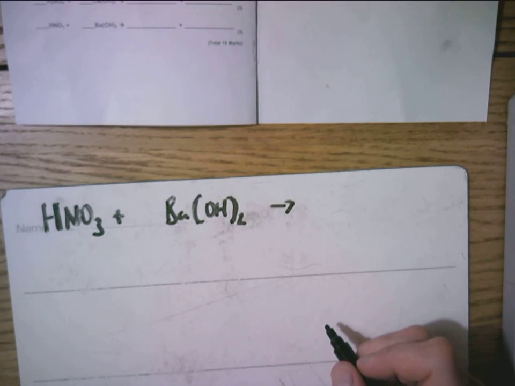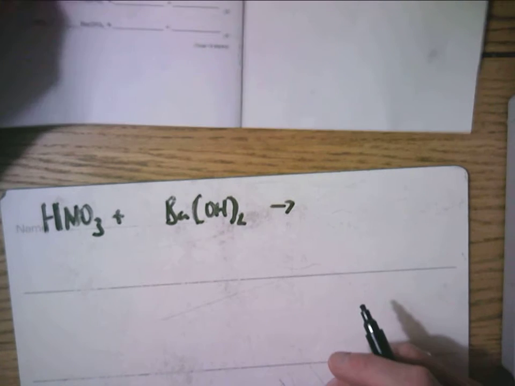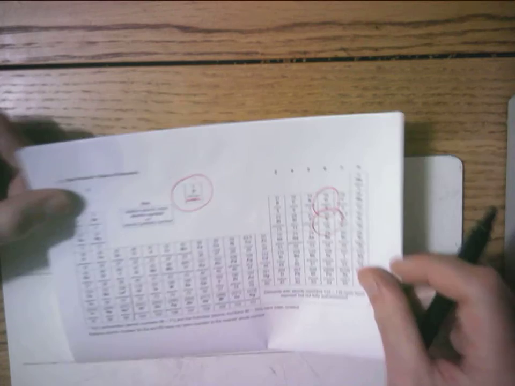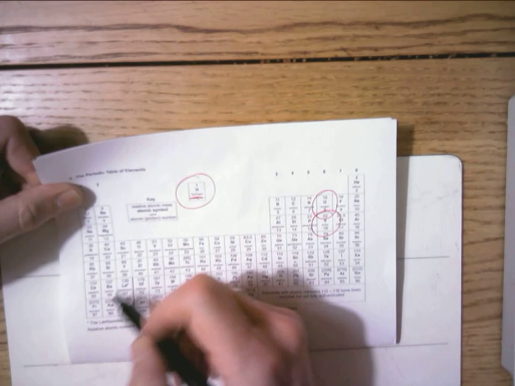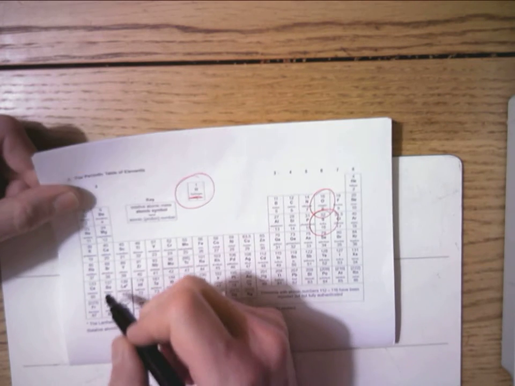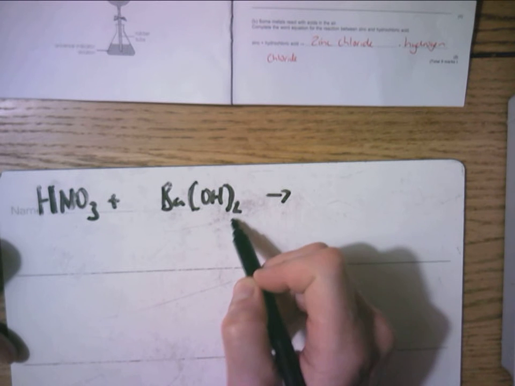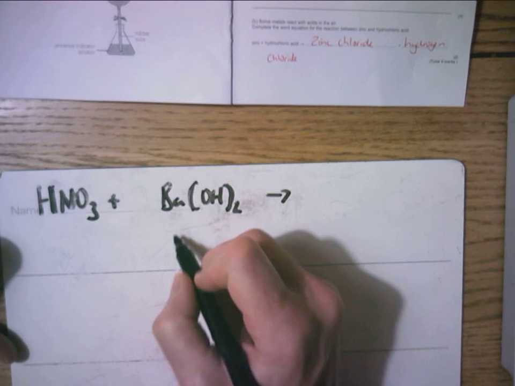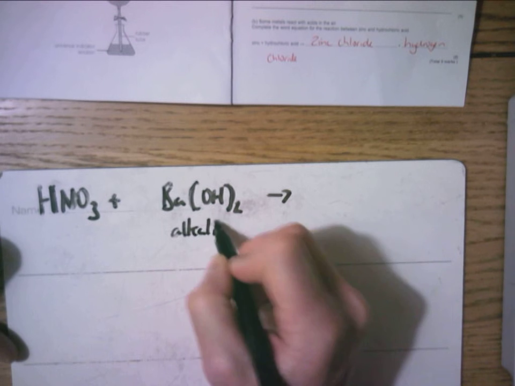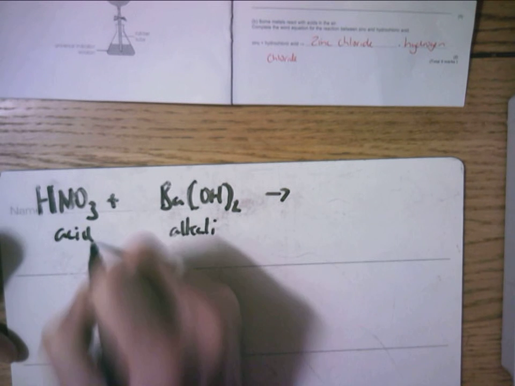Okay, well, Ba, do we know what Ba is? Well, we could look it up. We could go over here, we could have a quick scan through the text. Oh, look, there it is, it's barium. Okay, barium. That's not really important. What we do know about it, Ba(OH)2, we know it's an alkali. Okay, and we know that this is an acid.